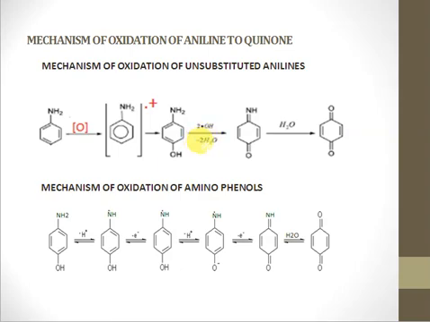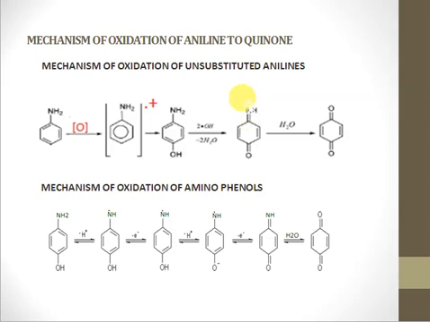So there will be loss of water, the two water molecules, since we have added two hydroxyl radicals. One of the hydroxyl radicals will get attached here and the other will be lost with the water. So we get this intermediate imine type species, right? There will be a carbon-nitrogen double bond here.